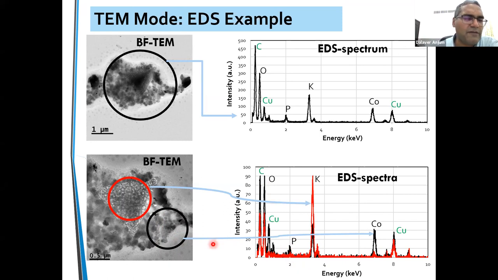So we know that these particles are cobalt oxide. And then you go to the red one, and you see that you have potassium and oxygen, and a little bit of cobalt. That's basically the unreactive precursor they were using. So this is how you can easily identify what is really happening by combining spectroscopy with imaging.